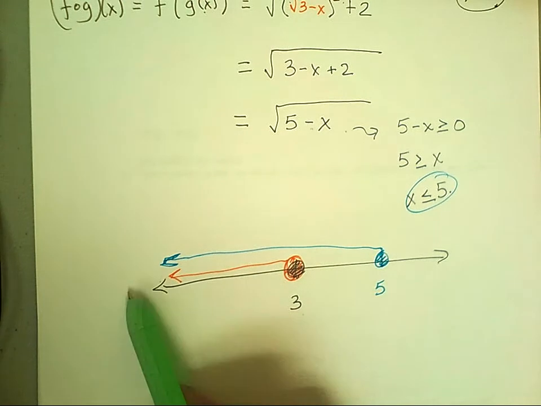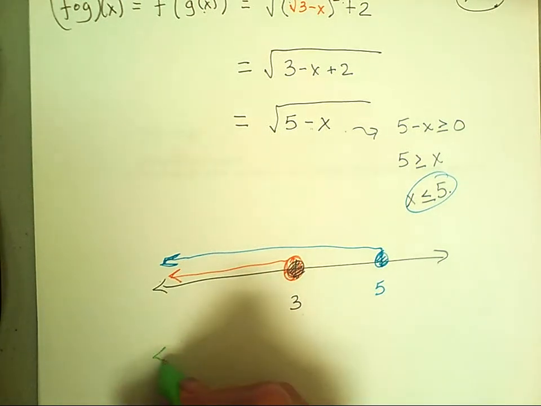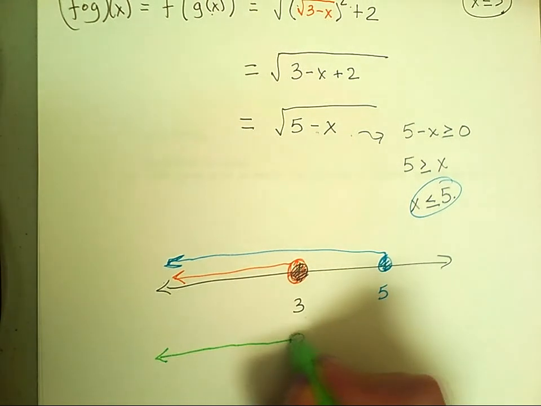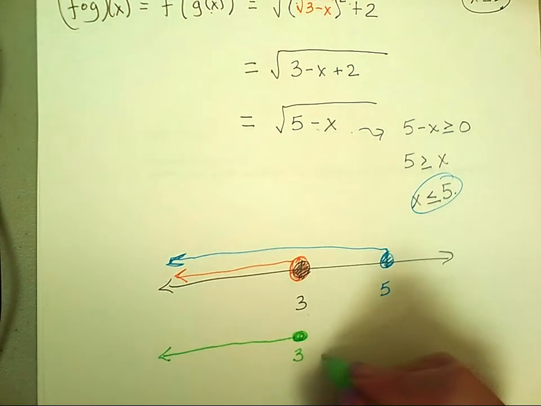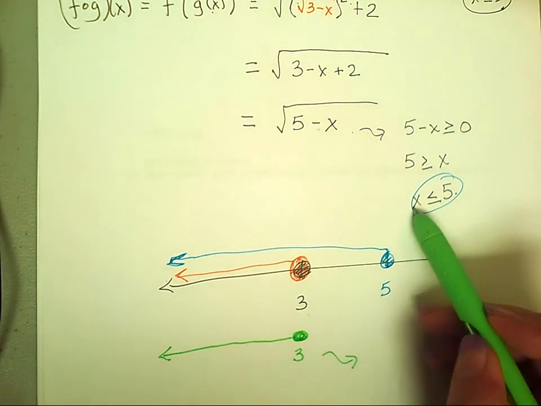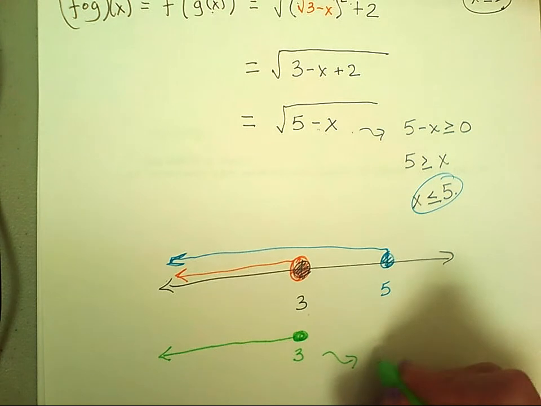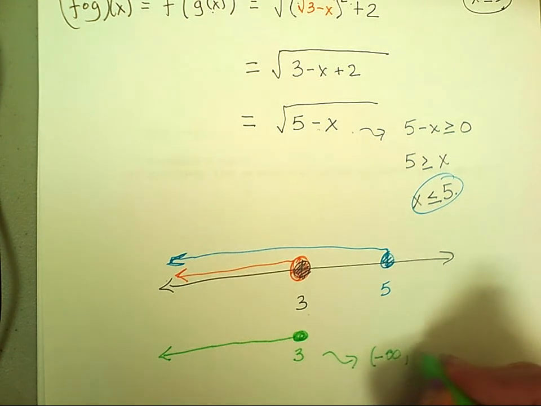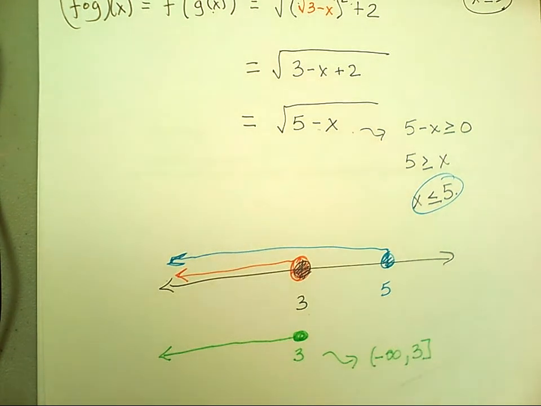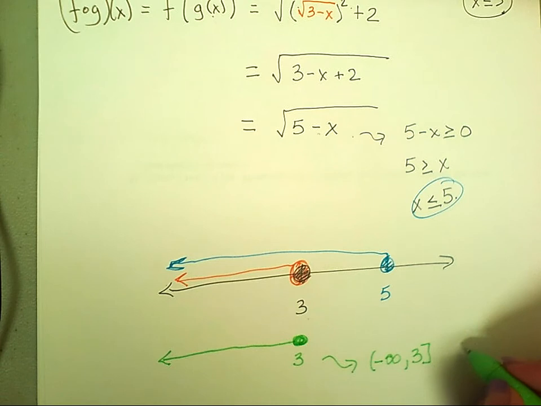But we need the intersection. We need it where it is both true. That is where they both have values. So they both have values all the way up to and including 3. Okay. So that means the domain of our function is not x less than or equal to 5. It is negative infinity to 3 inclusive.